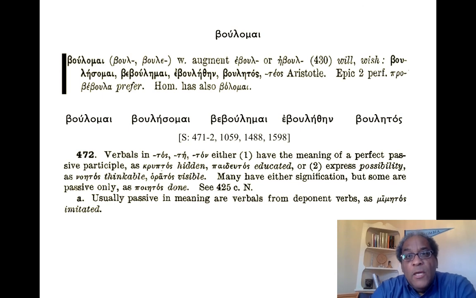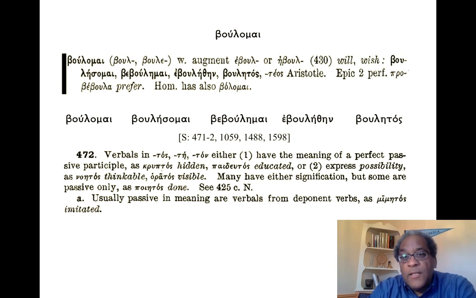And then finally, boulomai, we have the forms boulomai, boulēsomai, beboulēmai, ebouléthēn, and finally boulētos. Let's stop and look at ebouléthēn, and remember here that this is actually a passive deponent, which means that what looks like an aorist passive form, ebouléthēn, will have an active meaning and will serve simply as your aorist of boulomai.